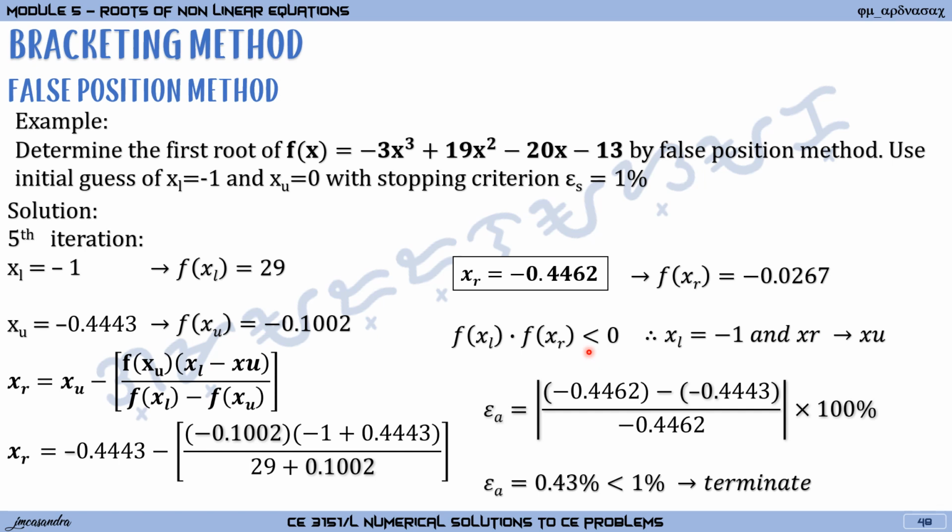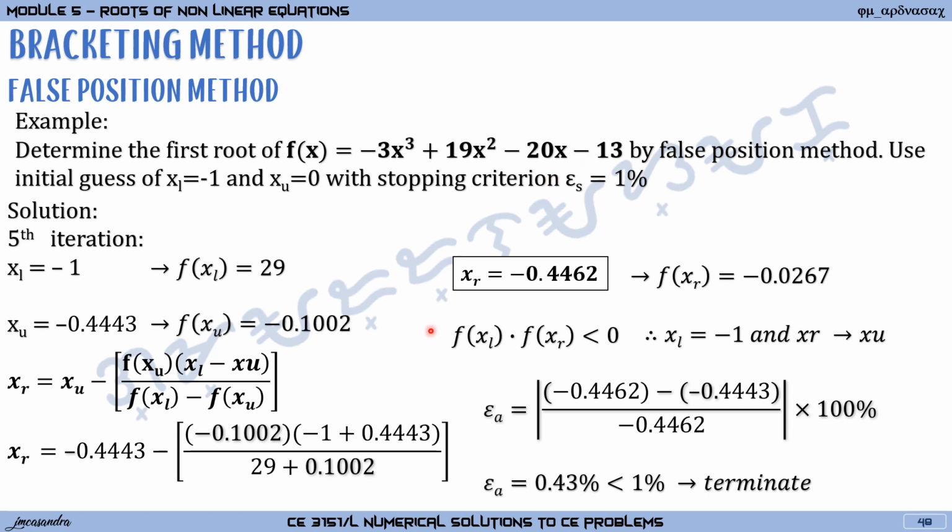And computing for our approximate error, it will be 0.43%, which is now less than the given stopping criterion, meaning we can now terminate with our iterations or our computations. So we have already found our estimated root, which is -0.4462. Okay?